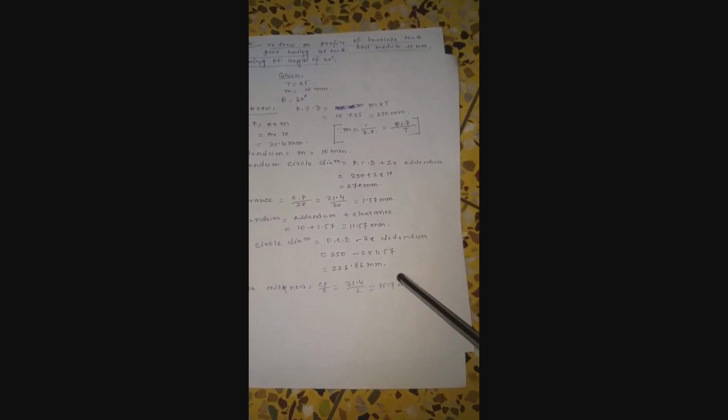Dedendum circle diameter is 226.86 millimeter and tooth thickness is CP by 2, that means 15.7 millimeter.